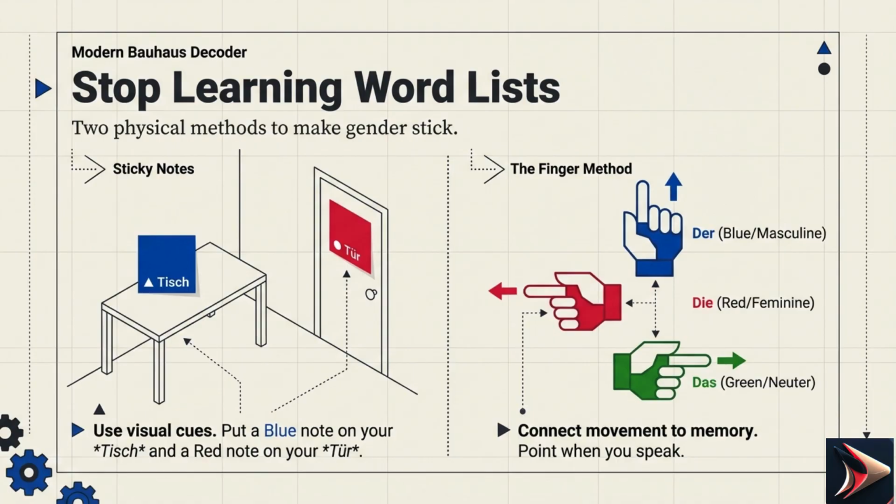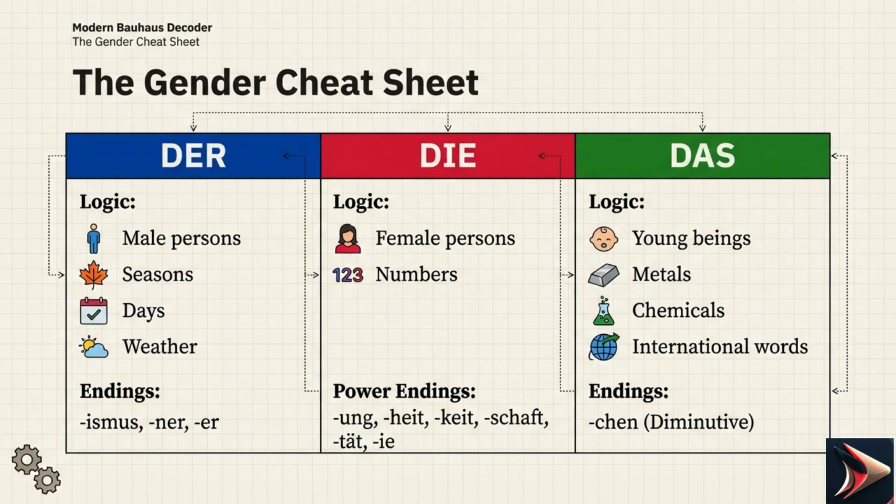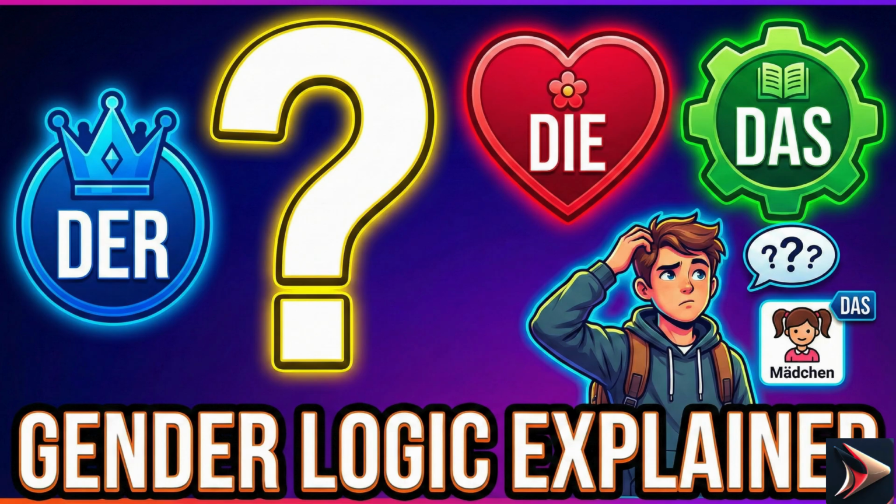So you see, German gender isn't just a giant list of random words to memorize. It's a system. It's a system with a code. And you now have the tools to be a code breaker, not just a student. So my final question to you is, what's the first new word you're going to go out and decode? And that is the logic behind the Der, Die, Das code.